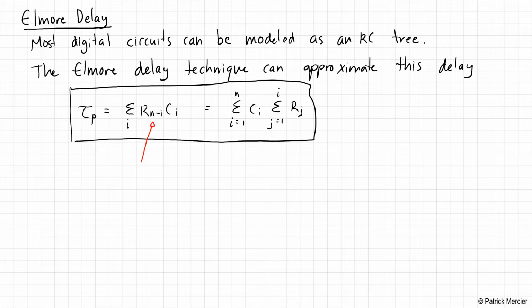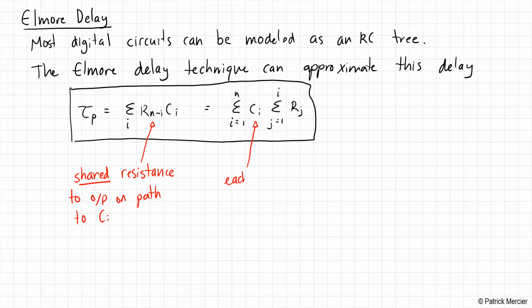So what we say is R_(n-i), we call this the shared resistance to the output on a path to capacitance Ci. Okay, so that still might not clear everything up. So let's go ahead and label what Ci is. Ci is each capacitor in the RC network.